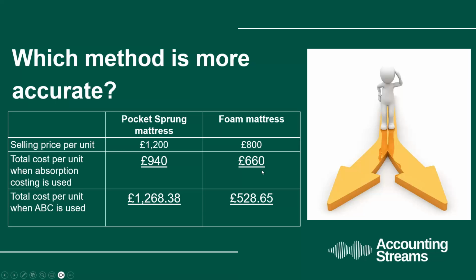If we use a more accurate method, it gives us the true view on the profitability of each product, and this is why the activity-based costing system is more accurate and preferred to the absorption costing system. However, the absorption costing system is more popular in practice.